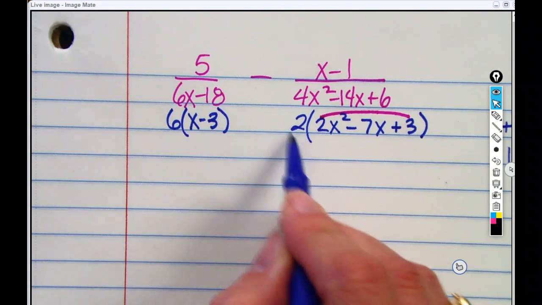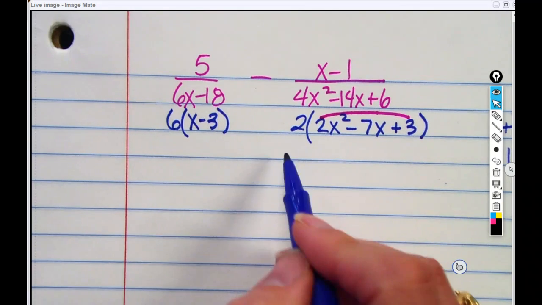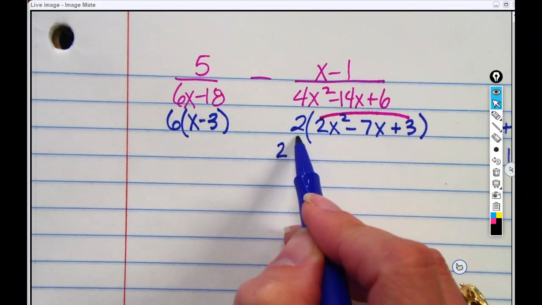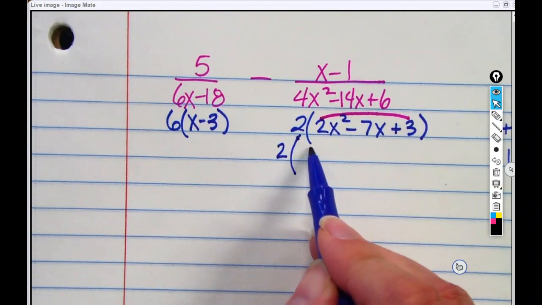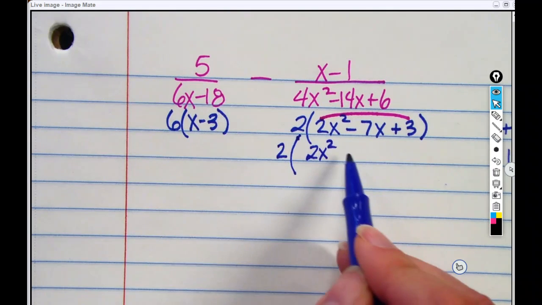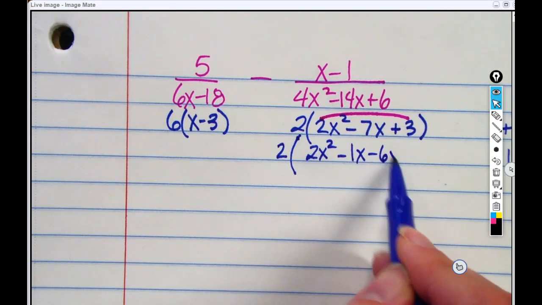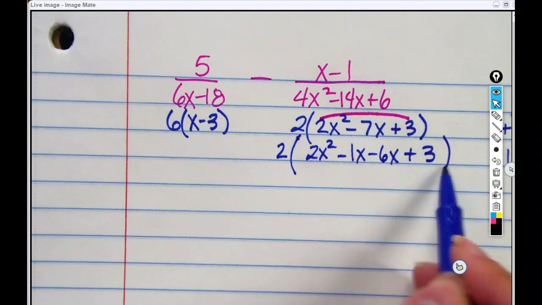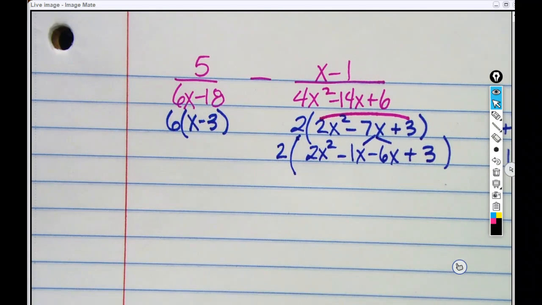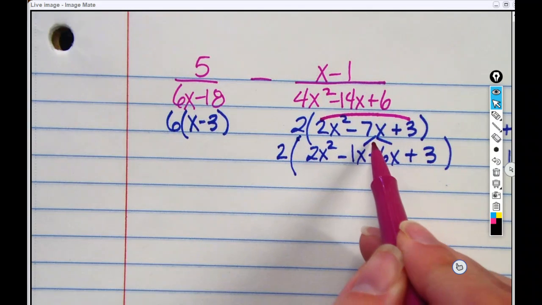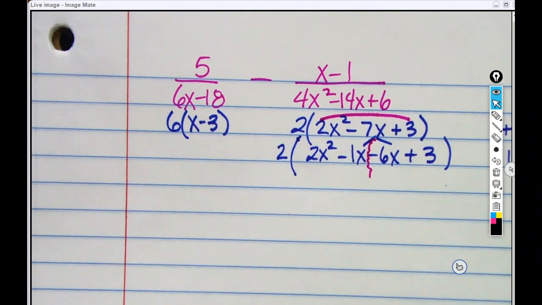I'm not going to forget about this 2, so I've got to bring it down. So I've got 2x squared minus 1x minus 6x plus 3. Remember, we rewrite that middle term. Now we're going to split that down the middle.